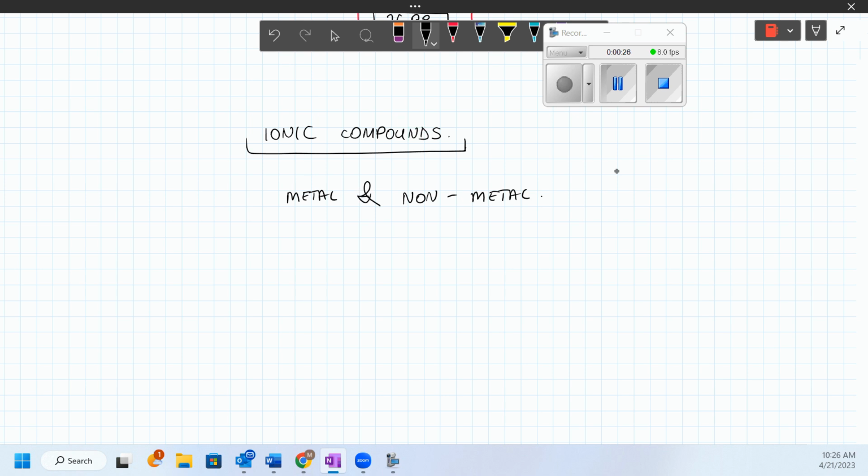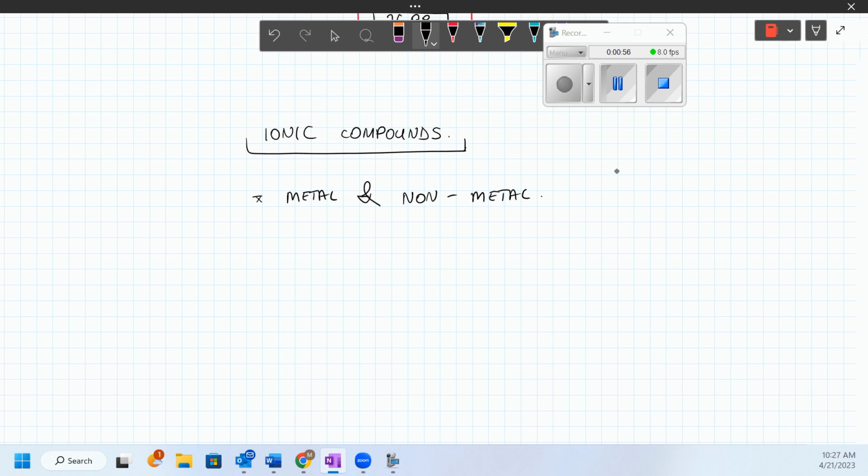What I always tell my students is to have two fingers, one on each element. If the fingers are apart, with a metal here and a non-metal above the stairs, then you are dealing with an ionic compound. And if the two fingers are closed, then you are dealing with a molecular compound.